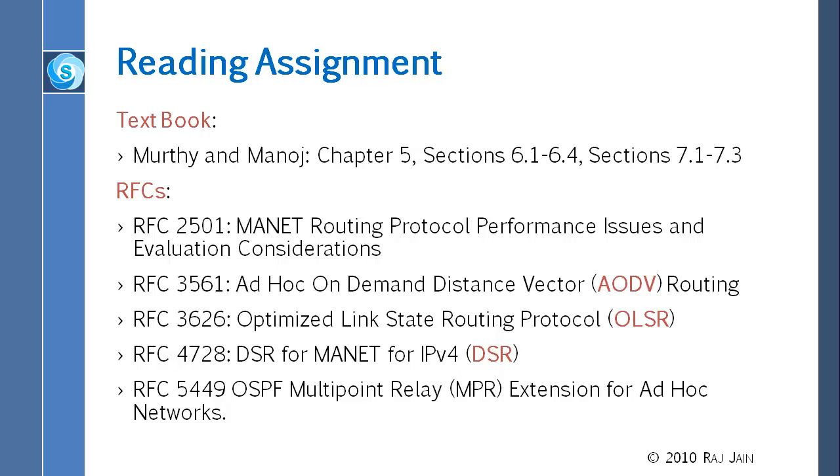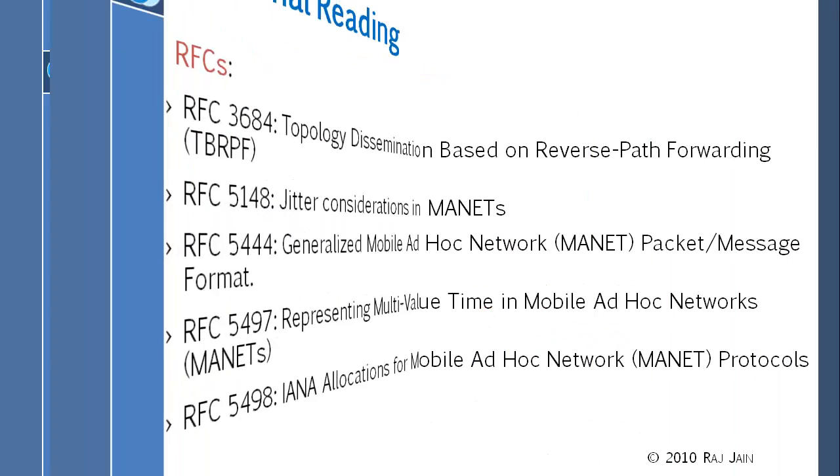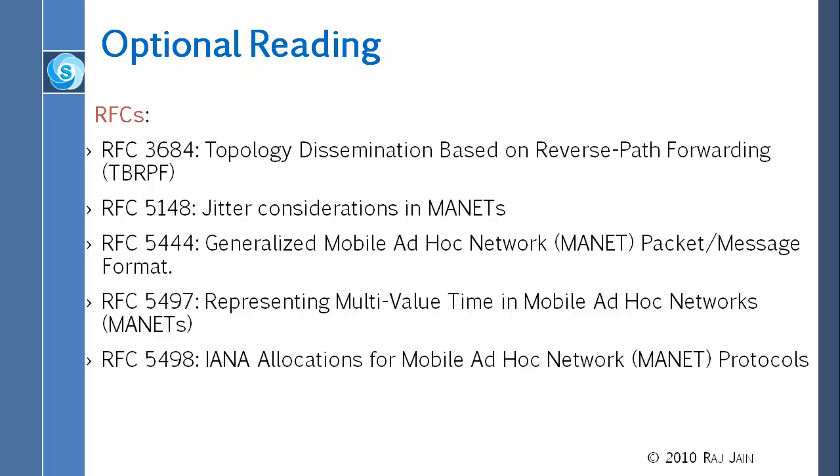Now for all this lecture, the best book is Murthy and Manoj. This book is actually in the library. I would recommend that you read it. And then there are 4 RFCs which talk about the protocols that we talked about. The 3 RFCs are on the 3 routing methods. And the first RFC is just a general introduction to the problem of mobile ad hoc networks. There are 2 more RFCs which you don't have to read right now, not for this course, but if you need them, you can read them. And there are Internet drafts, even more optional, which are available.